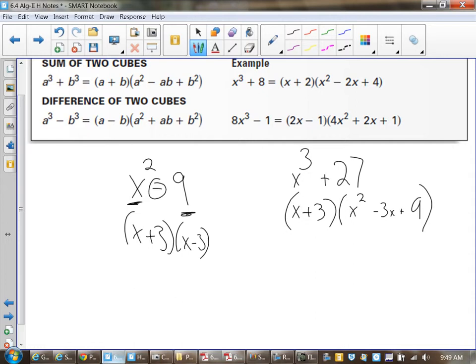When you look at this, if you FOILed all this through, you'd wind up with x cubed minus 3x squared plus 27. And then you have plus 3x squared minus 9x plus 27. Sorry, this is just 9x. What's happening here is that this term gets eliminated and this term gets eliminated by having that alternate sign in the middle. And it works the same way with the subtraction one.